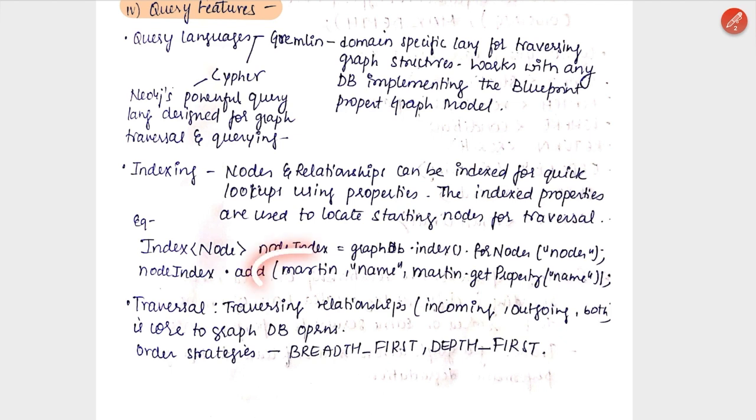So here properties have been specified: Martin, with name. I'm specifying the properties, right? If I want to quickly find the Martin node based on its name, I can do it very easily here. I can perform the indexed lookup instead of scanning all the nodes which are present here, right? So this was about indexing.